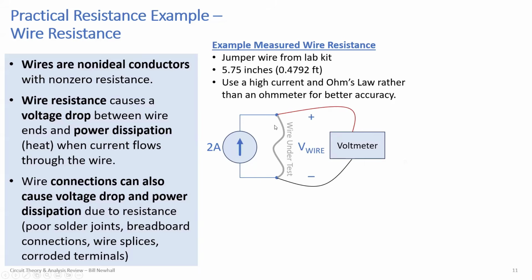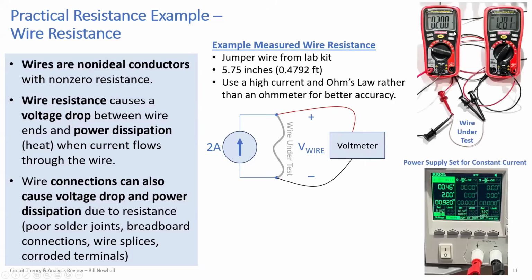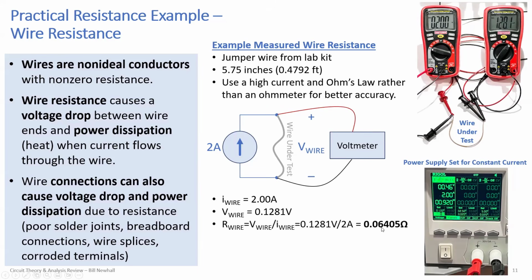Okay. And here's what I saw with these voltmeters, right? I'm putting 2 amps through this breadboard wire. 2 amps isn't that much, but the breadboard wires are thin. And I saw 128 millivolts, which is not zero. That's not zero voltage, right? So here's the setup here. I had 2 amps, measured 128 millivolts. That means the resistance is 0.06405 ohms, which is really small, right?